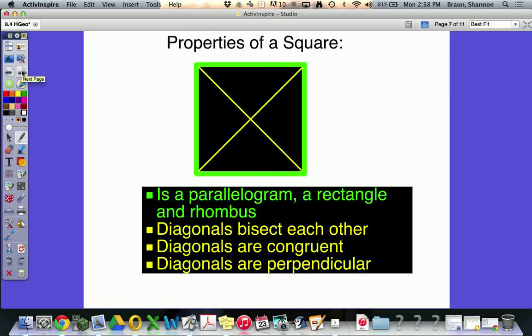okay, it's like all of the above. It's a parallelogram, a rectangle, and a rhombus. So all of their properties hold true. The diagonals bisect each other, the diagonals are congruent, and the diagonals are perpendicular. So if we're looking at this within our square, we've got our perpendicular diagonals. They bisect each other and they're congruent. And then obviously all of the properties of a parallelogram. Opposite sides congruent, opposite angles congruent, two pairs of parallel sides, and then the consecutive angles are supplementary.